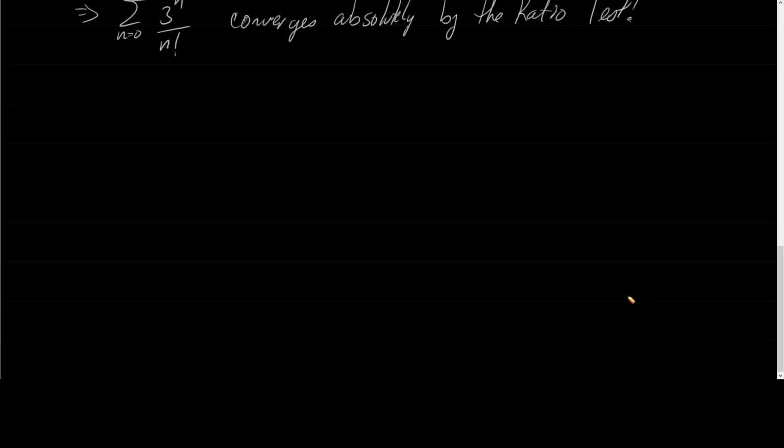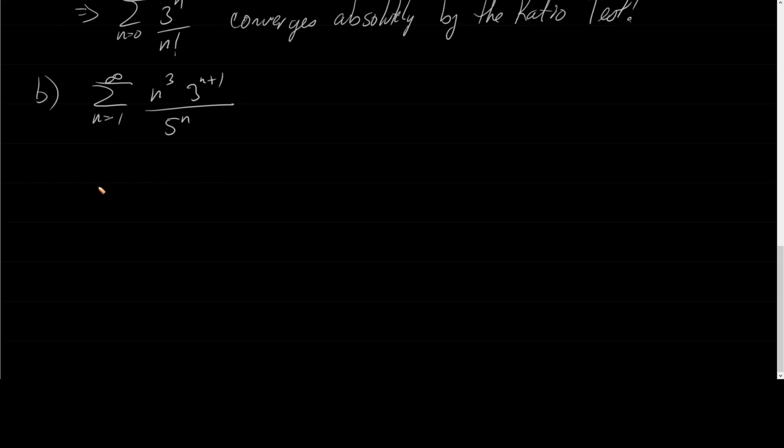Next one, B. Let's say that we have the series from n equals 0 to infinity of n cubed times 3 to the n plus 1 over 5 to the n. Excuse me. We can't start at 0. We have to start at 1.